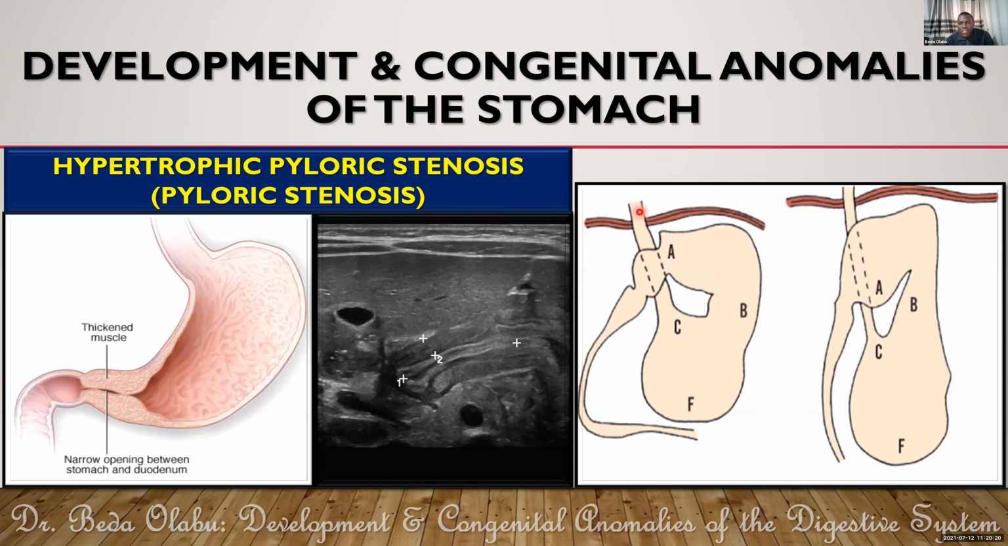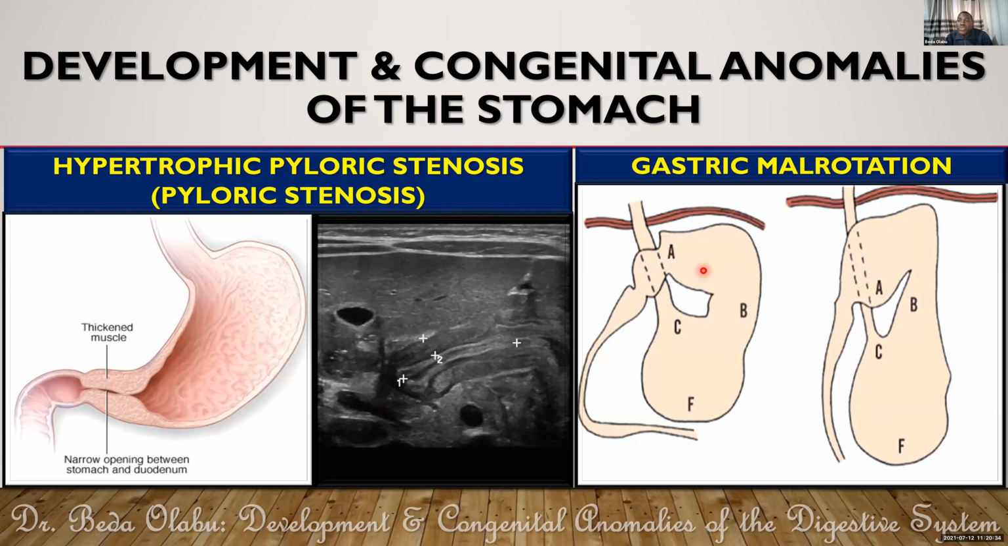Look at where the esophagus is coming. So this is the cardia there, and this is the fundus of the stomach. When the fundus is below, we know that the stomach has not well rotated. So we just call it malrotation of the stomach.